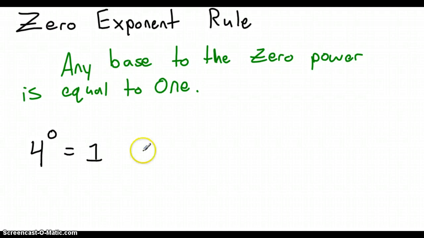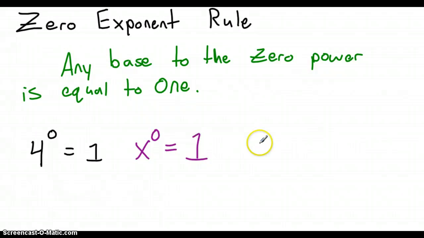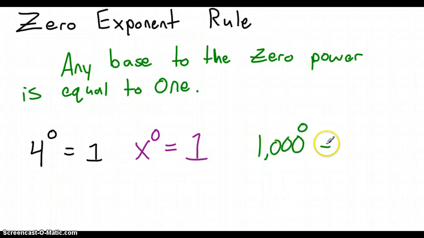Say I have a variable. Say we've got an x to the 0 power. What's it going to be equal to? Well, we have a base to the 0 power, so it is equal to 1. Alright, so no matter what our base is, doesn't matter how large it is, we could have a base of 1,000, and if it's to the 0 power, it's going to be equal to 1. Okay, so that's how it looks when we just have one base with that 0 exponent.